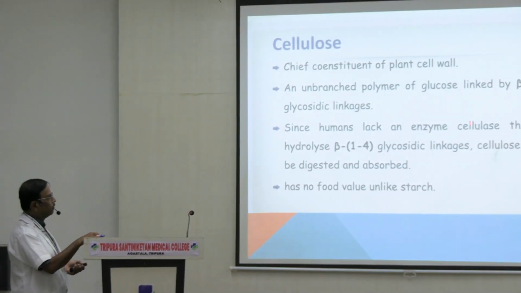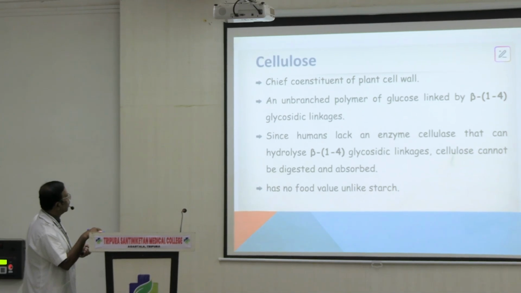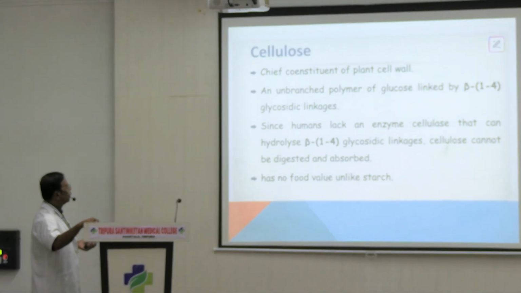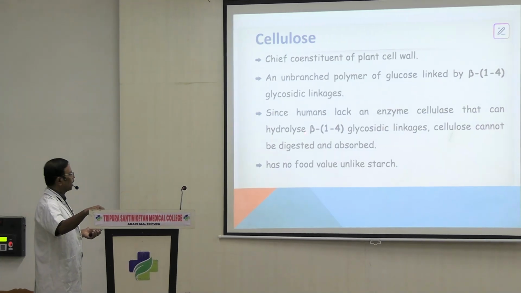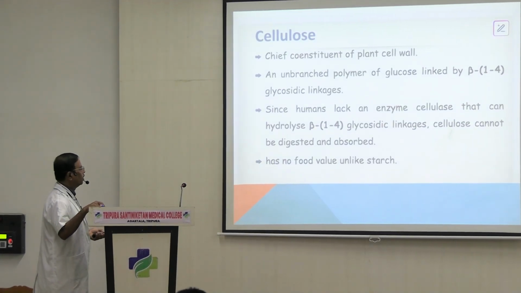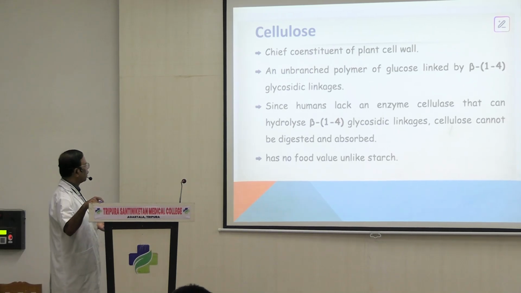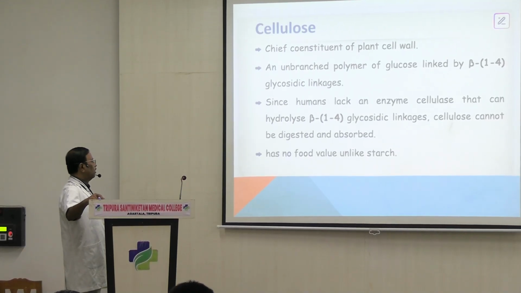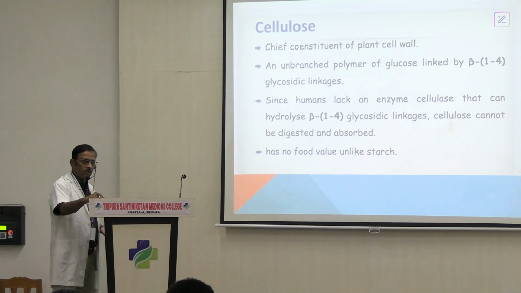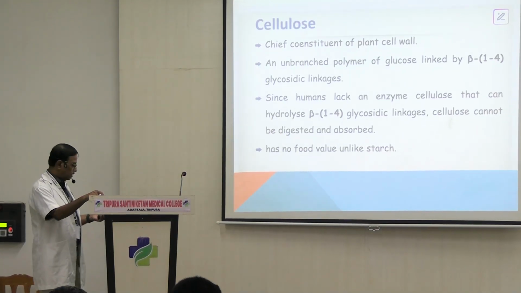Since humans lack the enzyme cellulase, they cannot hydrolyze beta 1,4 glycosidic linkage. Cellulose cannot be digested and absorbed by humans. That's why it doesn't have any food value, unlike starch.